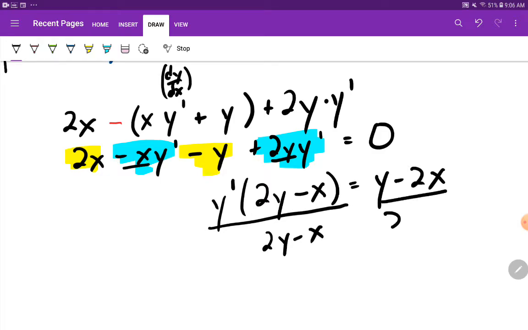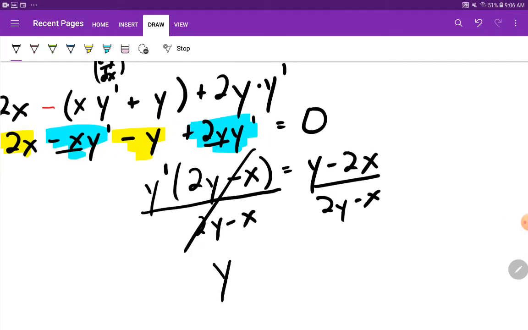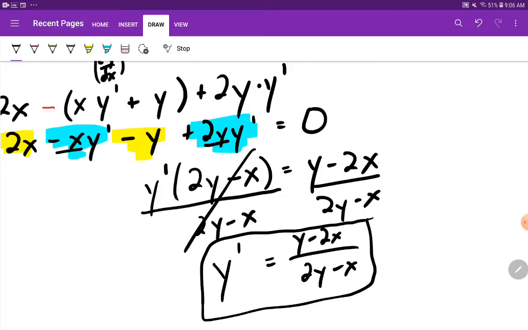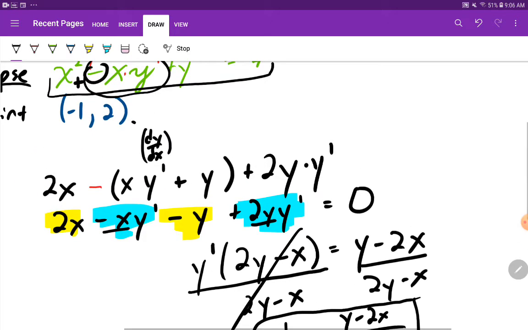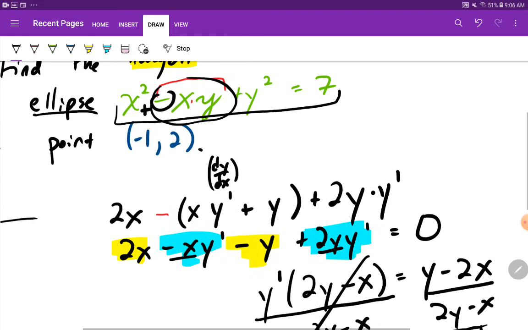2y minus x, 2y minus x. I get it. It's not a pretty function, but hey, it's an implicitly defined function, right? Like, what do you expect? Y minus 2x all over 2y minus x. And that is the slope function. That is my derivative function. I'm going to use that term loosely here, but that is my derivative equation for the tangent line for the ellipse.